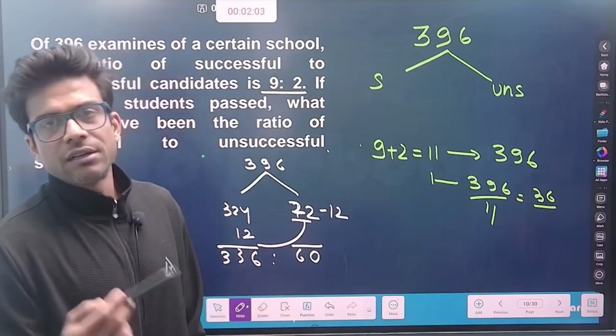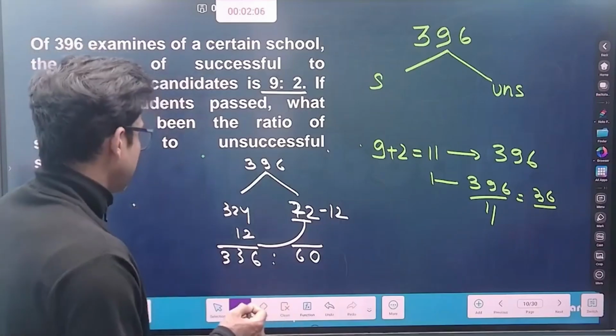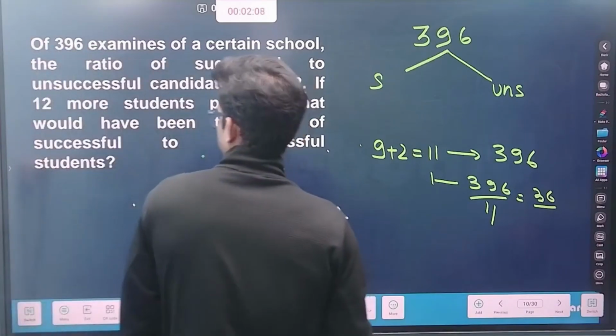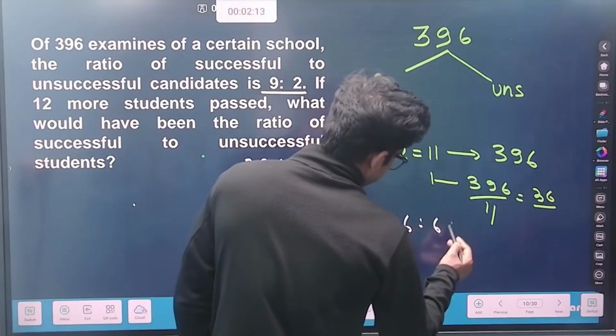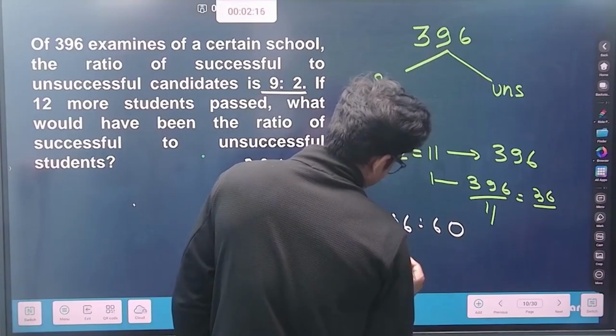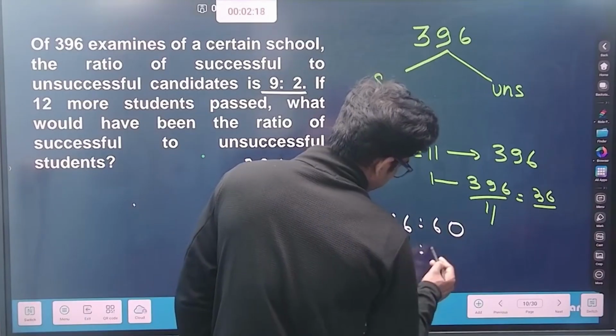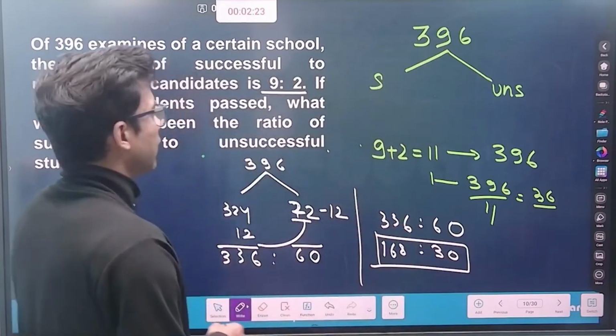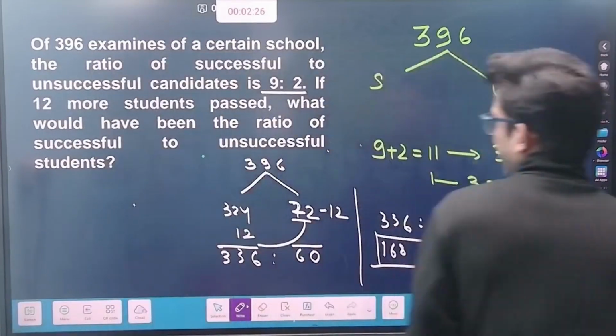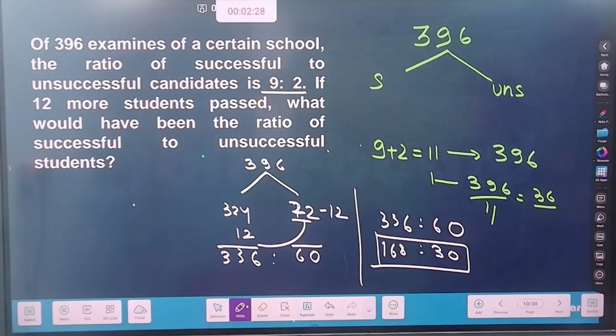Now you can do this in the simplest form also, but you don't have options. So the new ratio would be 336 is to 60, which is 2 1s are 2, 2 6s are 12, 2 8s are 16 of 30. And then you can also reduce this to the extent level. If the answer options were there, then I would be cancelling the part. But I hope you understood the logic. I hope you guys have understood what's the logic behind it.